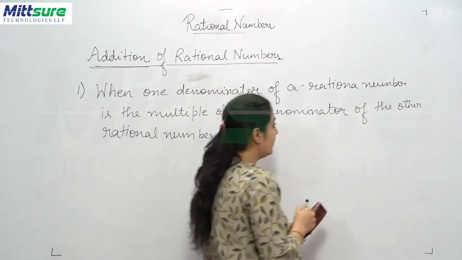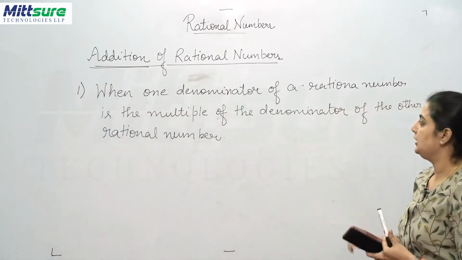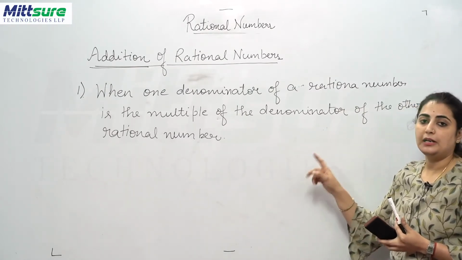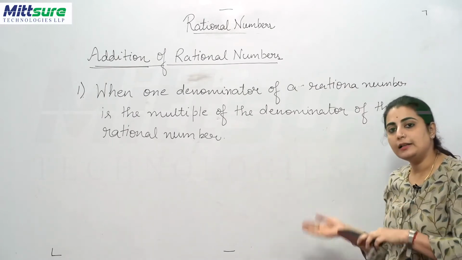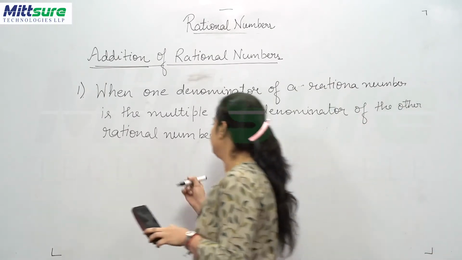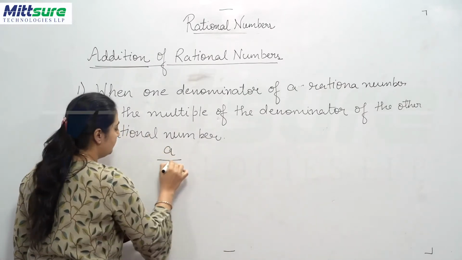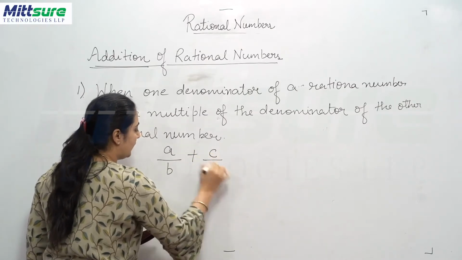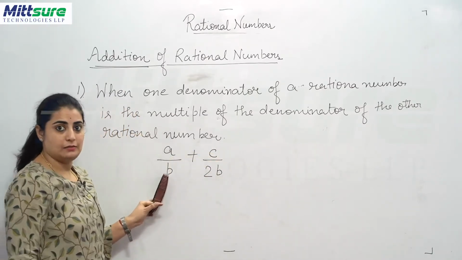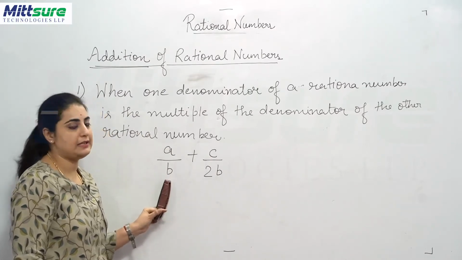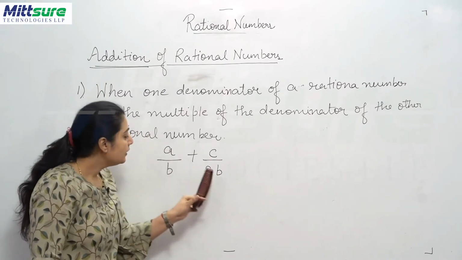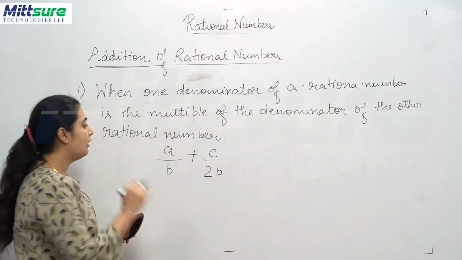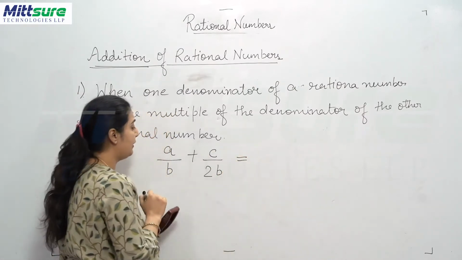So what is my condition here? My condition of addition is that I have been given two rational numbers where one of the denominators is a multiple of the other denominator. See how I have a upon b plus c upon 2b. Can you see b is one integer present in the denominator and 2b is the multiple of this b? Clear? Now let's take the example.